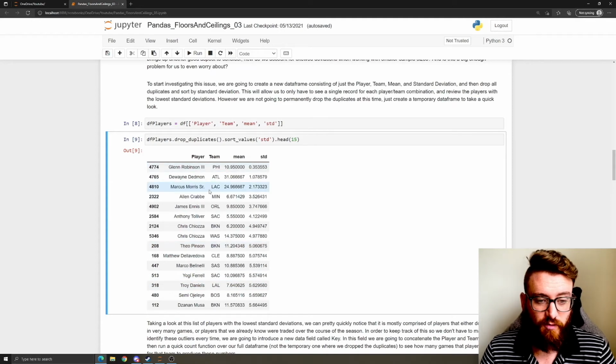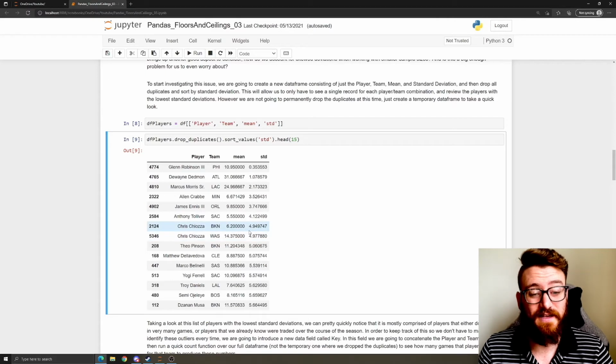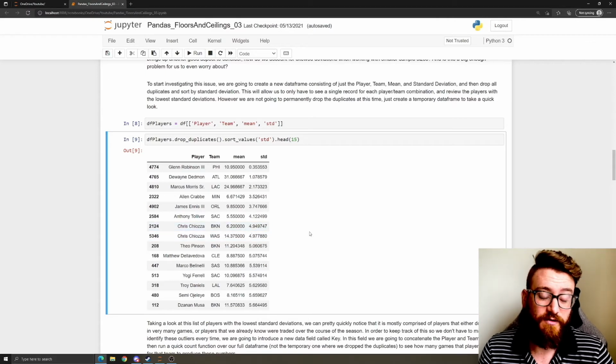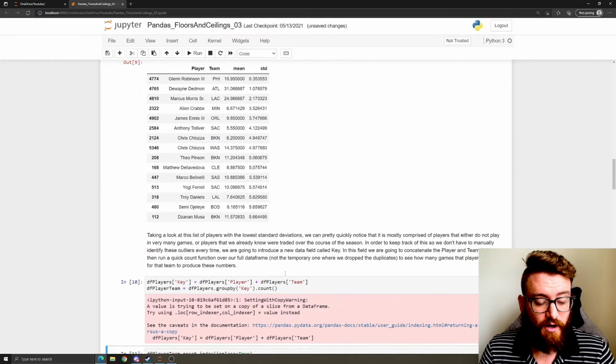And we can throw Marcus Morris out, Dwayne Dedmon out, Glenn Robinson out. We know where they were traded. Outside of those guys, it looks like Chris Chiozza is going to be our highest mean of only 14.375 points, which is not ideal for daily fantasy purposes. So what can we do here?